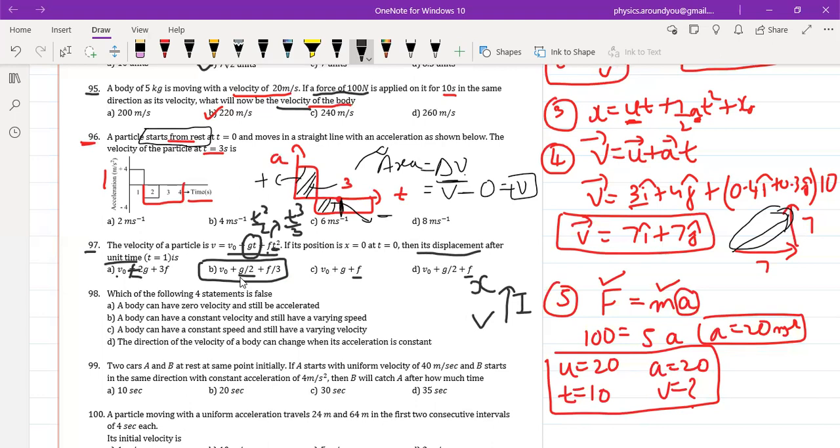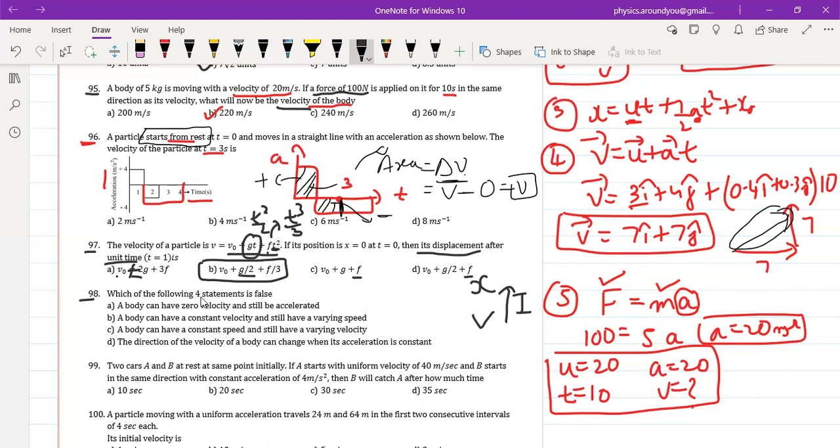We didn't do the actual integration step by step. We just made a very educated guess. The educated guess is, if the integral of t square is calculated, it becomes t cubed by 3, so it should be f by 3. The integral of t is t square by 2, so it should be g by 2. Okay, so the 97th one goes with B.